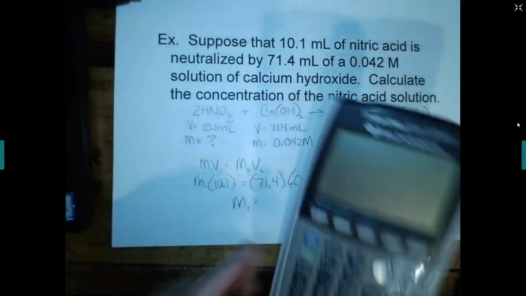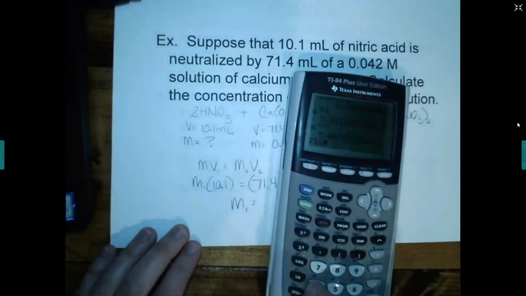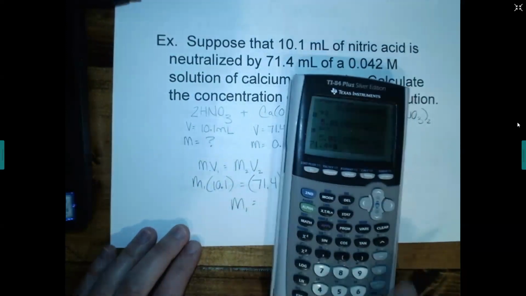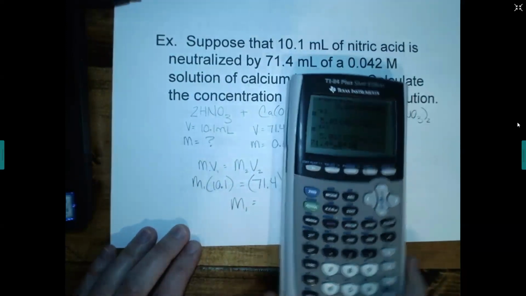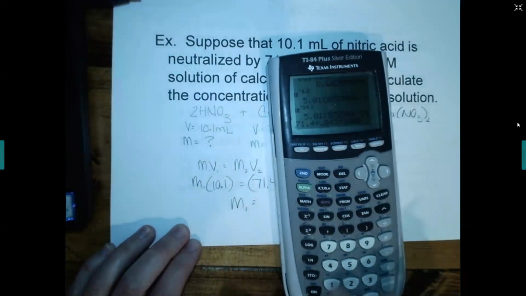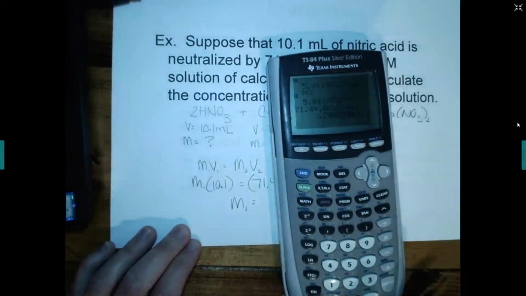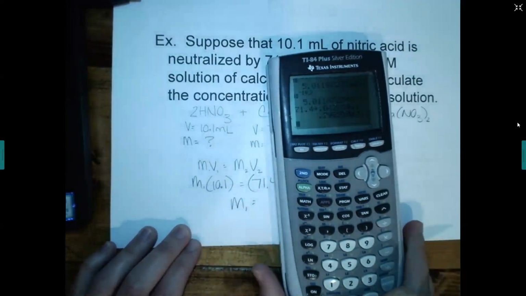All right, so 71.4 times 0.042 divided by 10.1, you get 0.297.